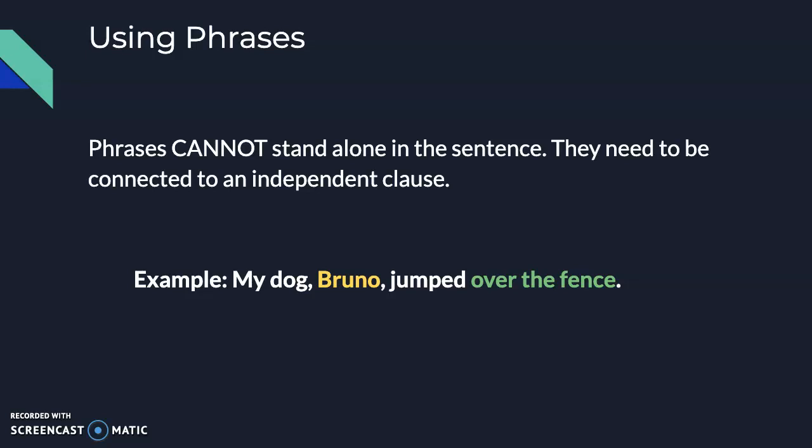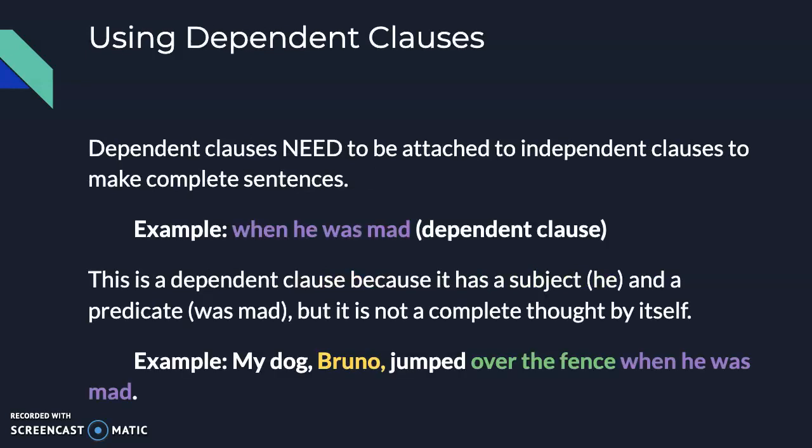Now, remember, phrases cannot stand alone in the sentence. They need to be connected to an independent clause. So I took my independent clause from the previous example and I added in my phrases. And here's what I get. My dog, Bruno, jumped over the fence. Notice how I added in those phrases to give me more information in my independent clause. Now, we can also use dependent clauses to add information to a sentence, but they need to be attached to an independent clause to make the sentence complete.